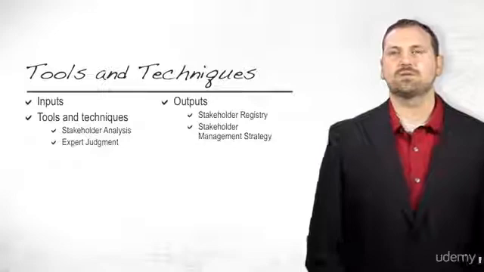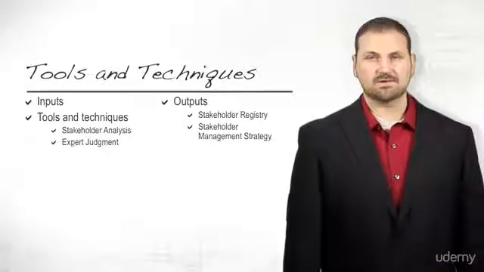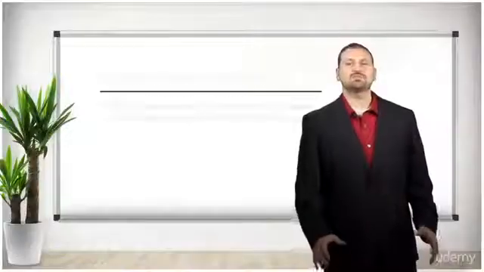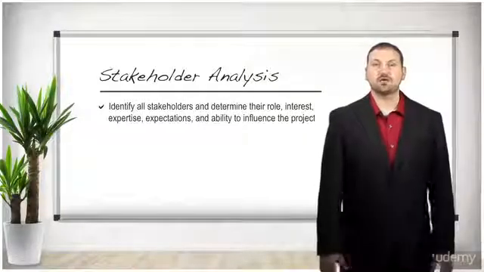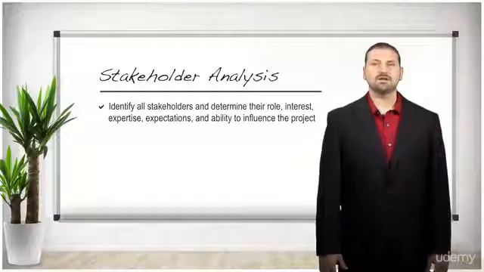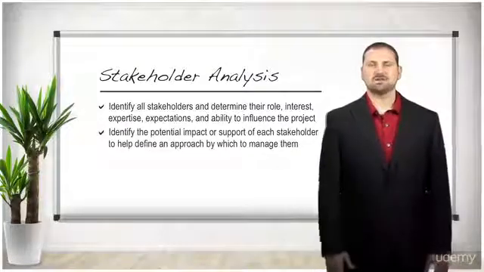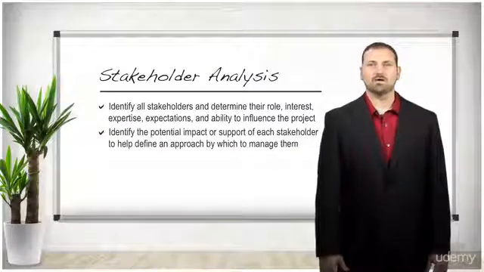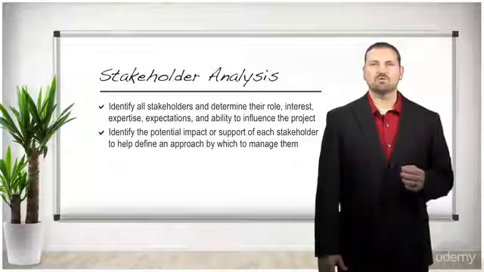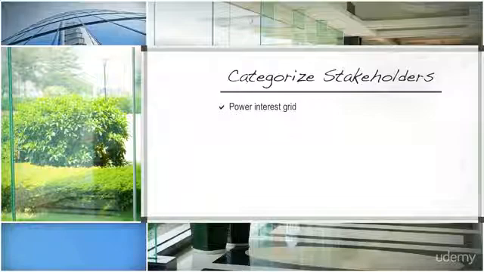Stakeholder analysis is the process of getting to know your stakeholders and their role as it relates to the project. The first step is to identify all stakeholders and determine their role, interest, expertise, expectations, and ability to influence the project. Next, identify the potential impact or support of each stakeholder to help define an approach to manage them. A power interest grid can help you categorize stakeholders so you can then effectively manage project expectations.